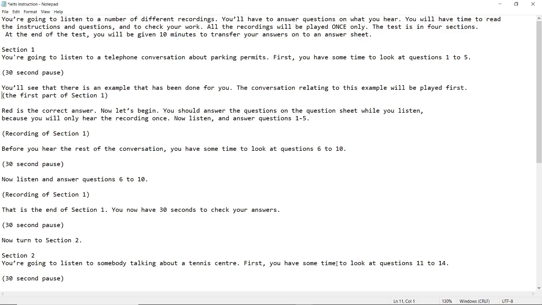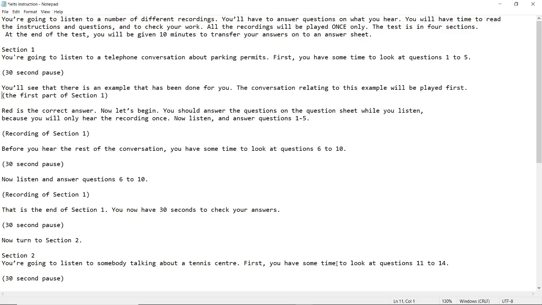Okay, so this was about an example that would be given to you. So they'll make you hear an example first and then they'll solve it for you so that you are familiar with the pattern and you are familiar with how the recordings would be played and how you are supposed to answer the questions. Okay, so an example would be done for you first and then the exact 1 to 4 recordings would be played for you. Okay, so after the example is done for you, then the recording starts again and they'll say, now let's begin.